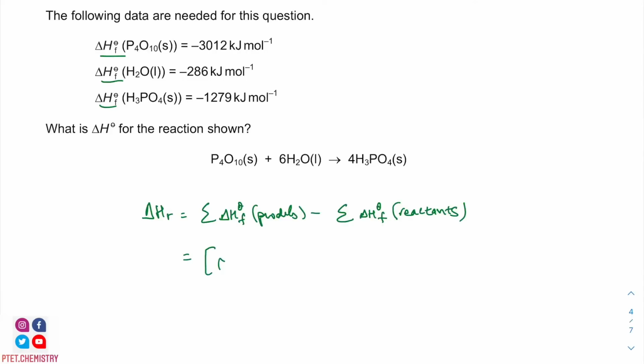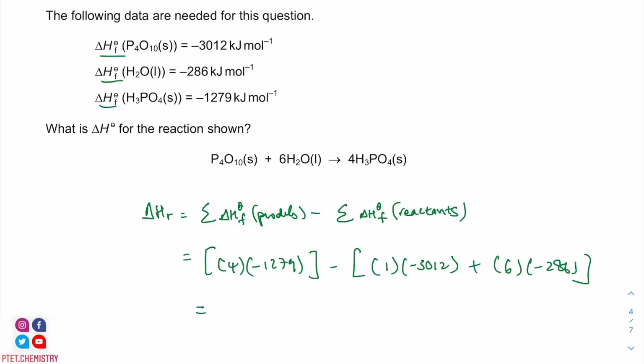Yeah, so 4 times the formation of the product, which is minus 1279. Okay, and then for the reactant, I have 1 of the P4O10. I have 6 of the H2O liquid. A lot of these calculations comes down to bookkeeping.